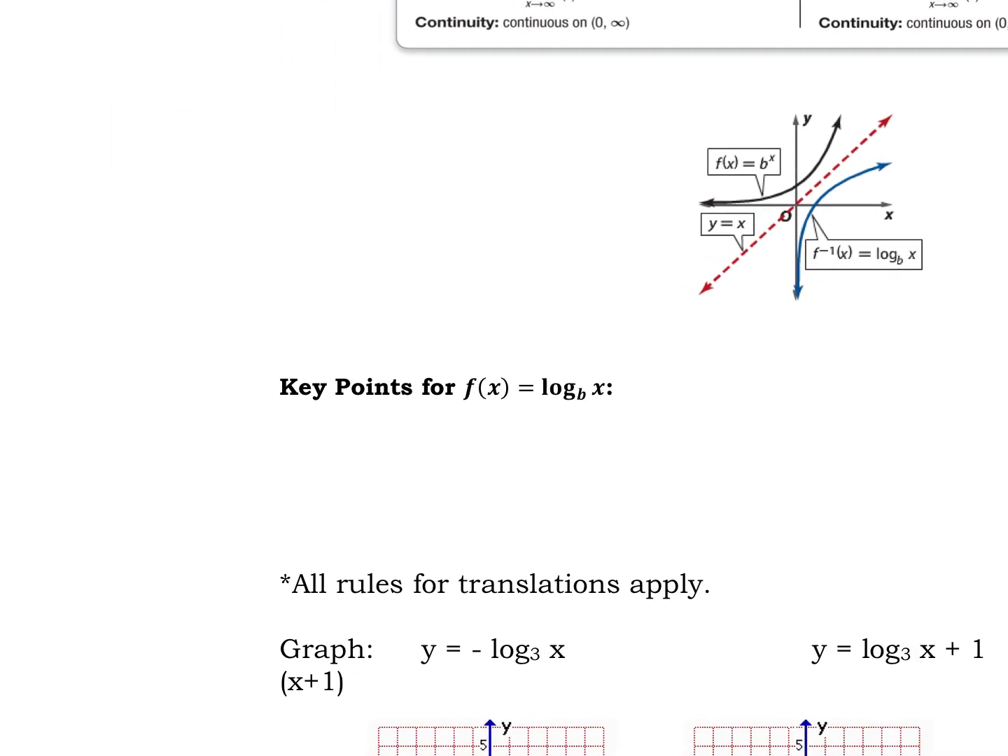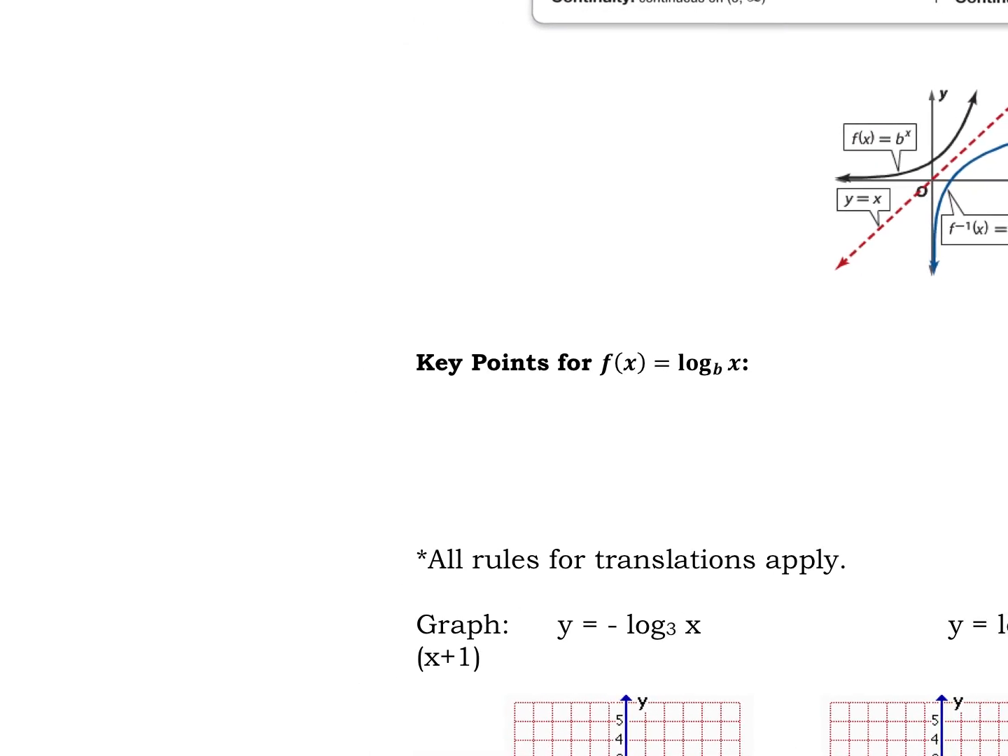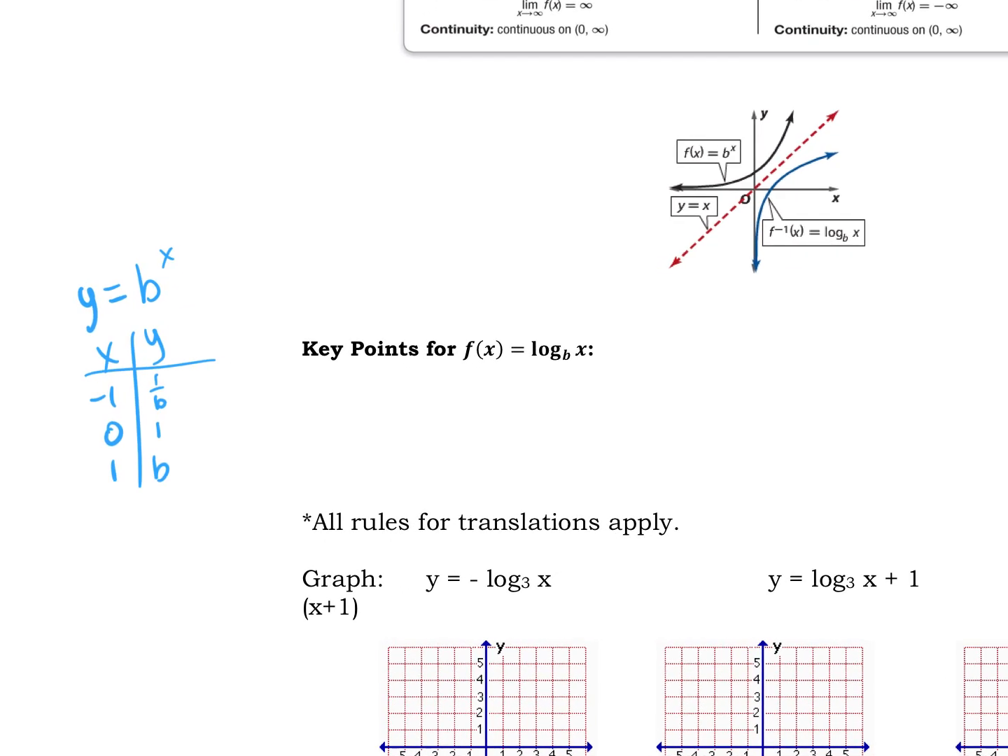Key reminder here, key points for a logarithmic graph. Think about what your key points were for y is equal to b to the x. If we look at our negative 1, 0, 1, then b to the negative 1 just gives us 1 over b. b to the 0 is 1. b to the first is b. Those are our key points for our exponential functions. So the key points for our logarithmic functions, we're just going to switch them. So x and y, that means over here is where our negative 1, 0, 1 goes: 1 over b, 1, and b.